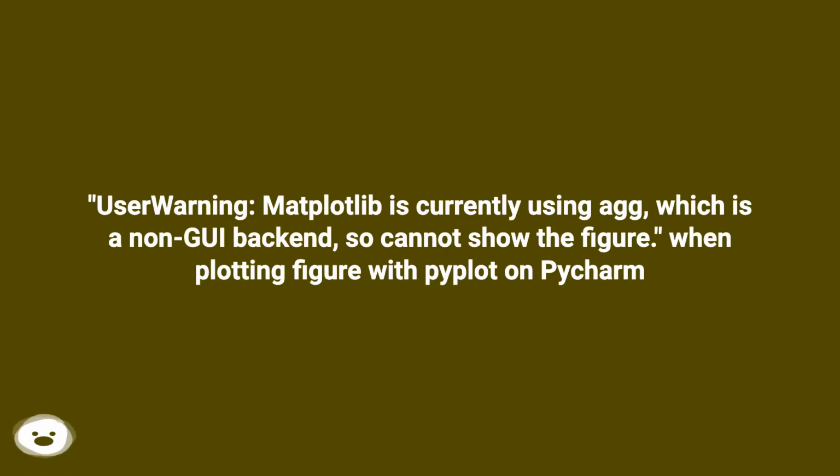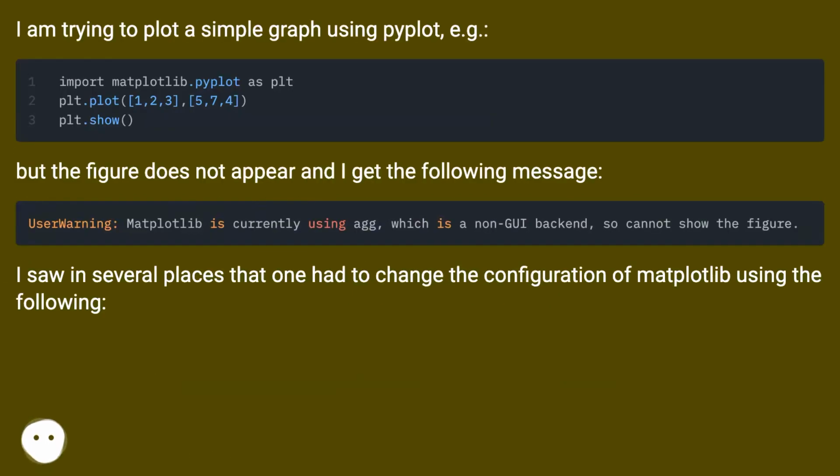User warning: Matplotlib is currently using Agg, which is a non-GUI backend, so cannot show the figure, when plotting a figure with pyplot on PyCharm. I am trying to plot a simple graph using pyplot, for example. But the figure does not appear and I get the following message.